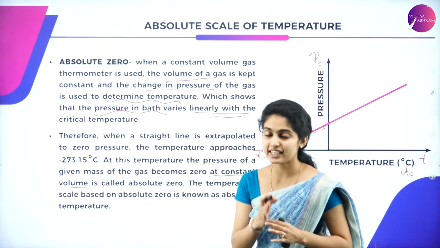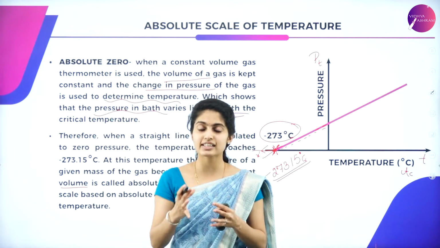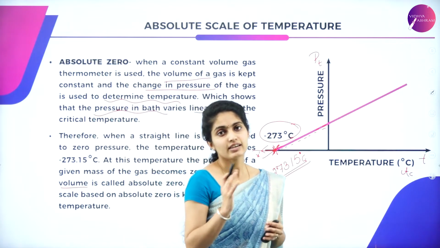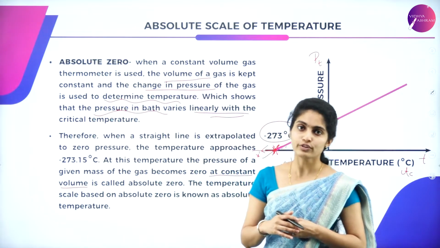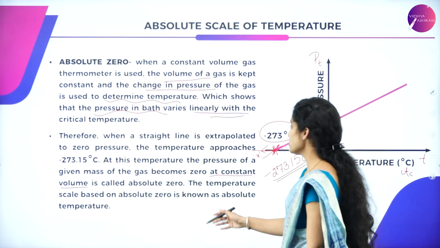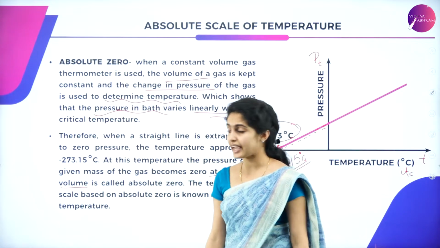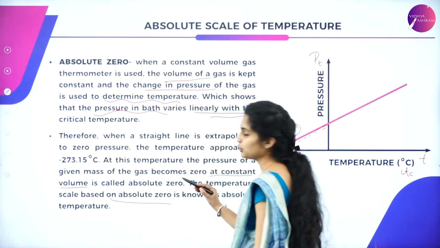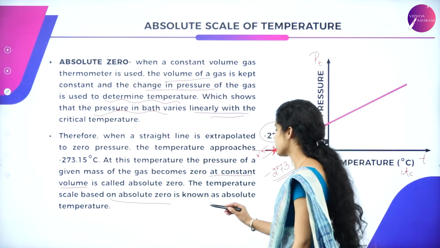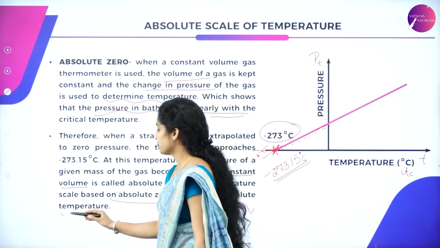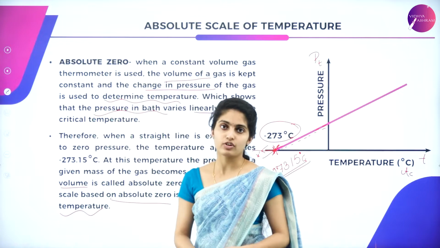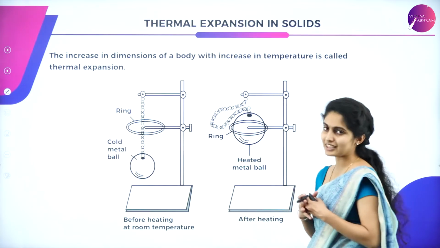Temperature, because it is in degrees Celsius, and Celsius is the SI unit of temperature. So it is given as the absolute value of temperature. So that is all about your absolute scale of temperature. The temperature scale is based on absolute 0. Since it is based on absolute 0, it is known as absolute temperature. So that is all about this concept. Now, having these concepts, let us move to thermal expansion.